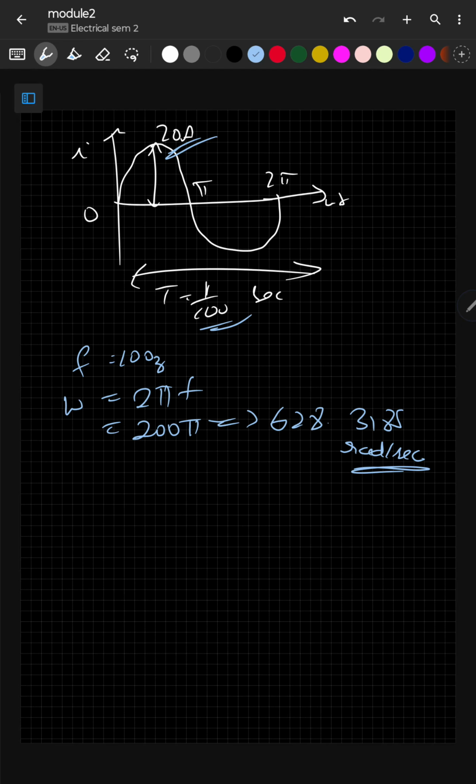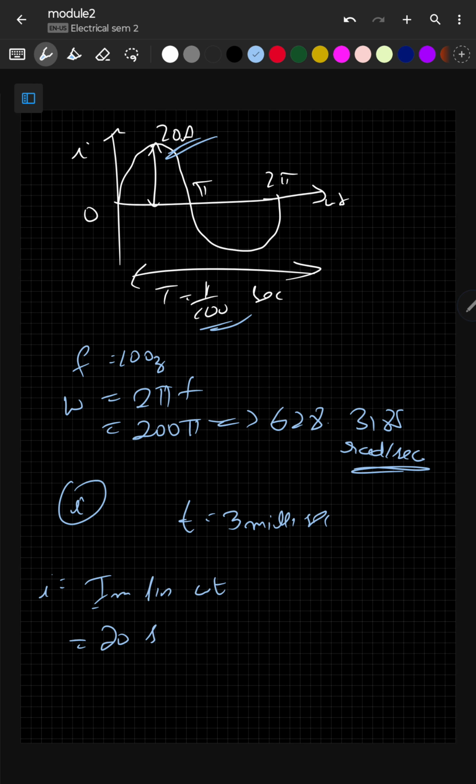Then there was the instantaneous value of i. That instantaneous value is basically i at t equals 3 millisecond. So i equals Im sin omega t. That makes it 20 sin omega t. I'll take omega as 200 pi for now. 200 pi into 3 into 10 power minus 3. So 20 into sin of 200 into pi into 3 into 10 power minus 3.